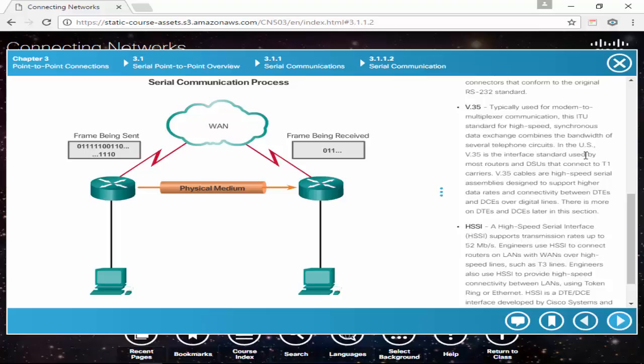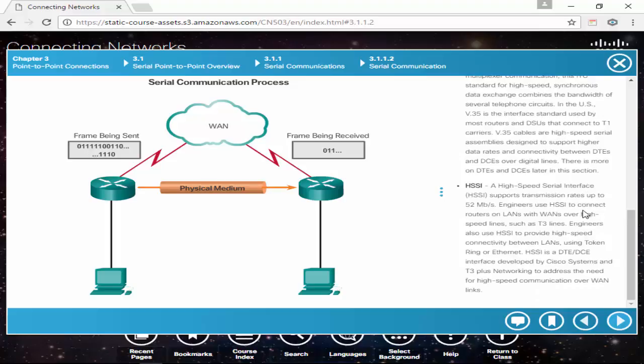V.35, typically used for modem to multiplexer communication. This ITU standard for high-speed synchronous data exchange combines bandwidth of several telephone circuits. In the US, V.35 is the interface standard used by most routers and DSUs that connect to T1 carriers. V.35 cables are high-speed serial assemblies designed to support higher data rates and connectivity between DTEs and DCEs over digital lines. There is more on DTEs and DCEs later in this section.